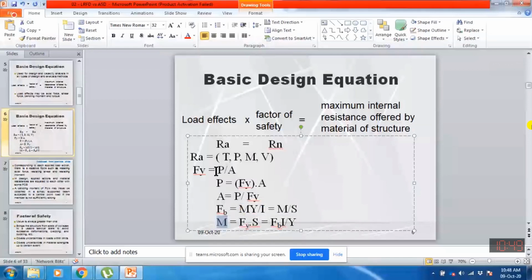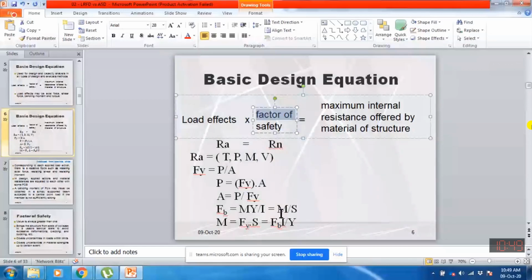Collapse state means that if resistance will be less than the applied load effect, material will fail. So what we do, in order to bring this structure into the safe state, we increase the applied load effect by a certain factor of safety.